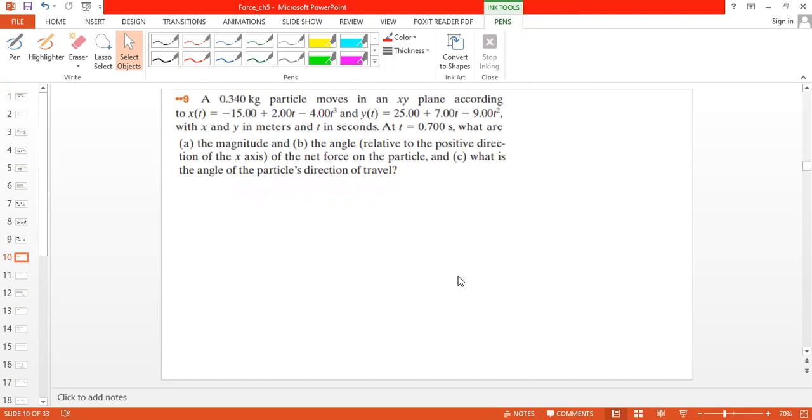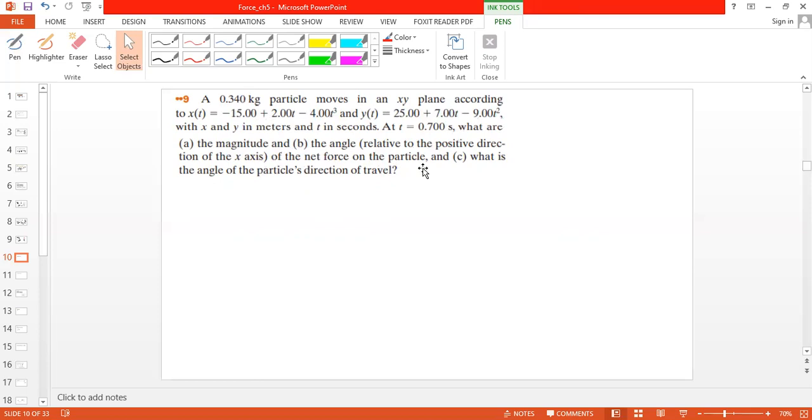A 0.34 kg object moves in the xy plane according to x(t) = -15 + 2t - 4t³ and y(t) = 25 + 7t - 9t². At t = 7 seconds, what are the magnitude and angle of the net force on the particle?